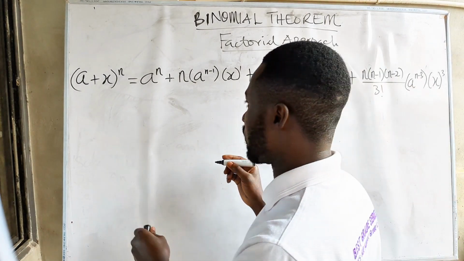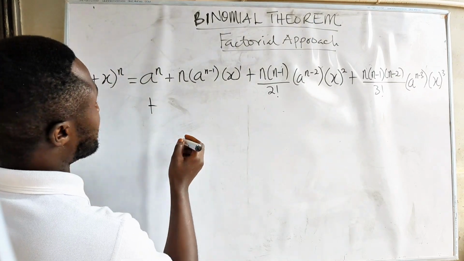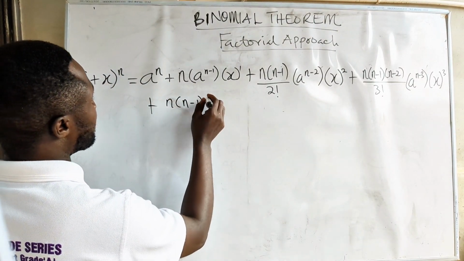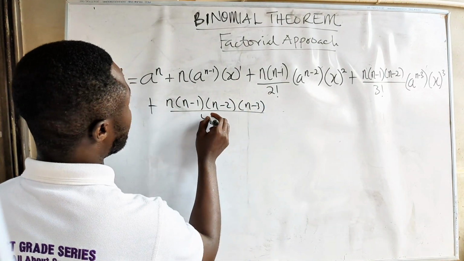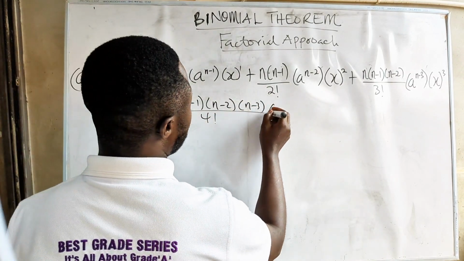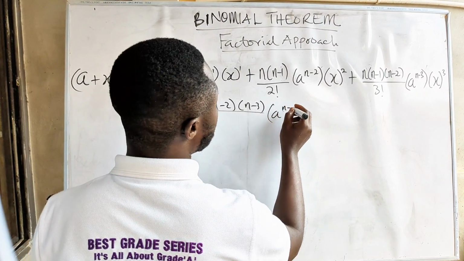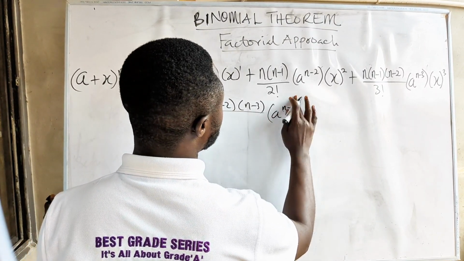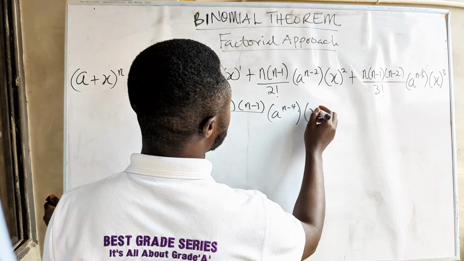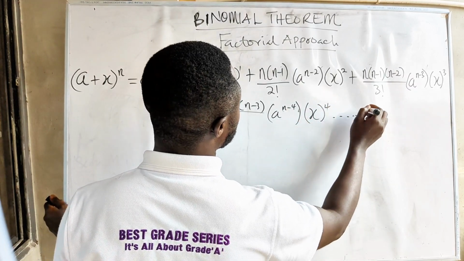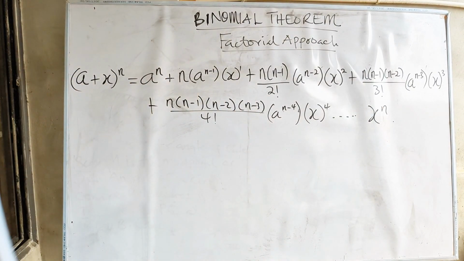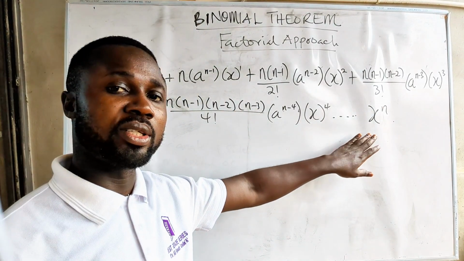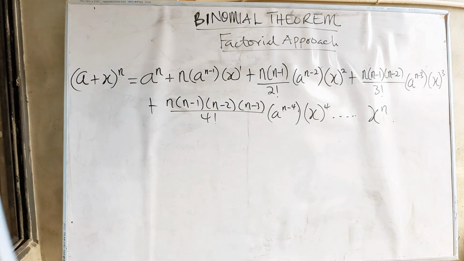So it means that if I'm going to write my next term, what will be my next term? n minus 1, n minus 2, n minus 3 divided by 4 factorial. Alright, then I have n minus 4, then my x exponent 4. This will continue and continue to have x exponent what? X exponent n. So it will continue till we have our last term, which is x exponent n. So this is how we apply the factorial approach.